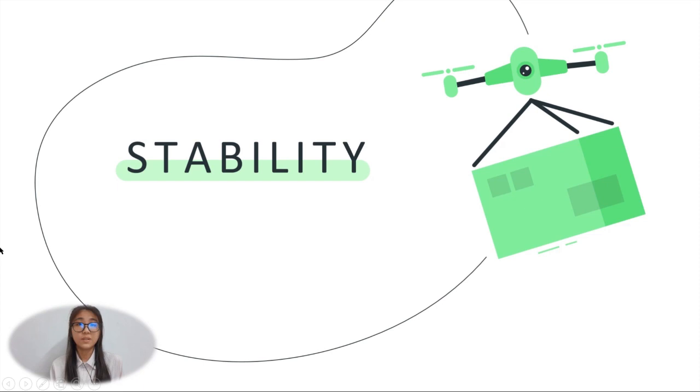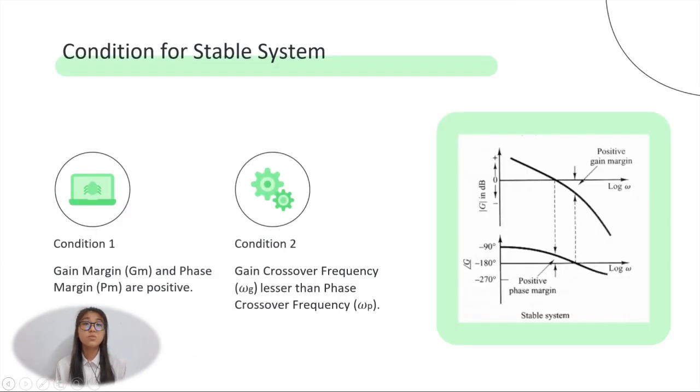So now I'll talk about the stability. For a system to be stable, there will be two conditions: the gain margin and the phase margin must be positive, as well as the gain crossover frequency must be lesser than the phase crossover frequency.